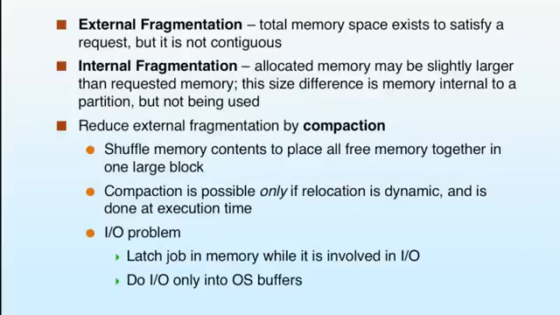So, internal fragmentation is where we have allocated memory and it might be slightly larger than the requested memory or what was needed. And the size difference in the memory is internal to the partition, to the process, and it's not being used. It's being wasted. It's like you took it because it was given to you, but you don't really need it, you're not using it, and you can't give it back. It's stuck inside your process space.